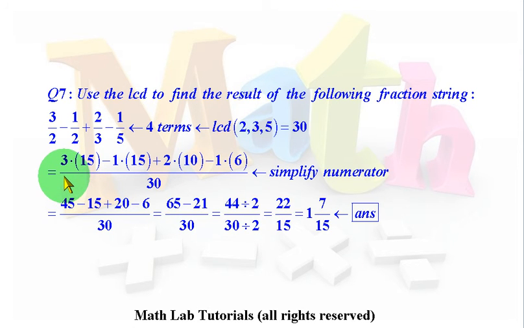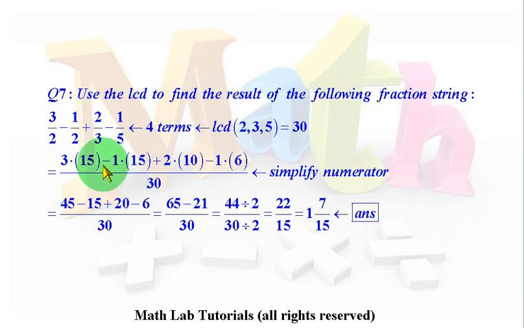In the next line, you draw a big, long fraction bar. Take the LCD, put it on the bottom, and then look at all your numerators. You drop the 3 down, so you do 3 dot empty bin, negative 1 dot empty bin, plus 2 dot empty bin, minus 1 dot empty bin. And now we're going to fill in the bins.